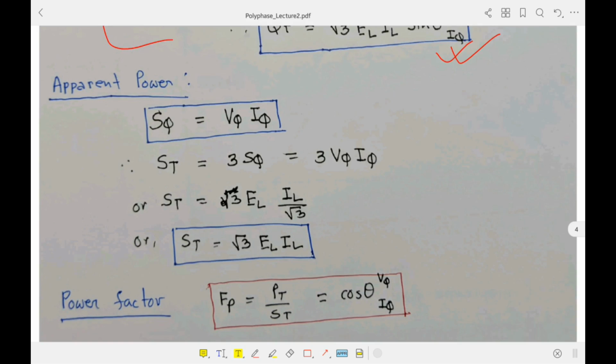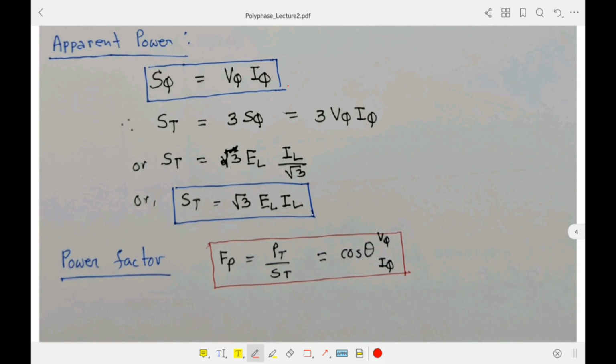And now the apparent power, so we know the apparent power expression, which is just V phi multiplied by I phi, and the total apparent power is 3 multiplied by our single phase apparent power, so this is 3 V phi I phi. And again if you put the values of V phi equal to EL, since it is the delta connection, and I phi equal to IL over √3, it appears just like √3 EL IL. So this was the exact expression for Y connection as well, so there is no difference in final expressions.